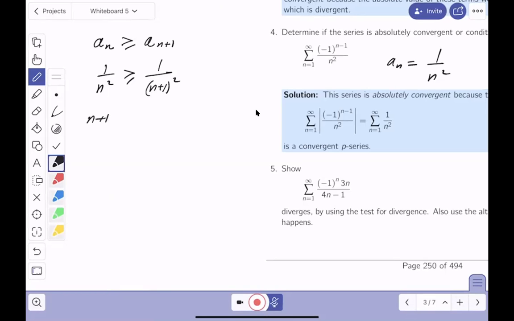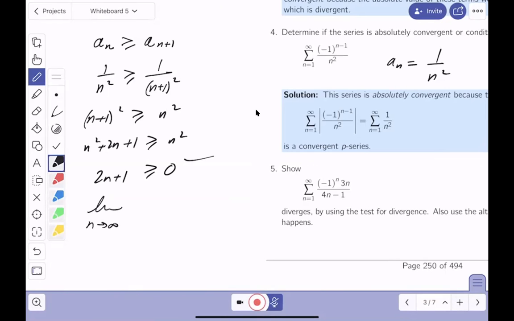So we get N plus 1 squared greater than or equal to N squared. This is N squared plus 2N plus 1, and this is N squared. I'm going to subtract N squared from both sides, leaving 2N plus 1 greater than or equal to 0. And again, I hope you realize for N equals 1, 2, 3, this is always true. So I showed that. And what else do we need to do? In the AST, the limit as N goes to infinity of AN, which is 1 over N squared, is equal to 0. All right, so these things are good. So by AST, we know it's convergent.